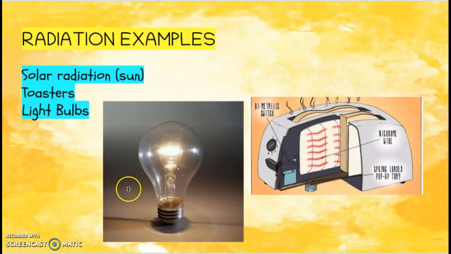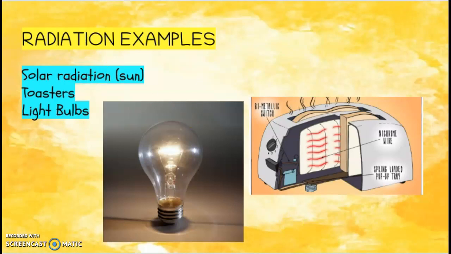Examples: the sun, and the best example here, toasters. The coils are not actually touching the bread. It's the radiation that is happening. And we've got light bulbs. We don't necessarily need to touch the light bulb. If you ever put your hand over a light bulb without touching it, you probably felt a little bit of warmth.